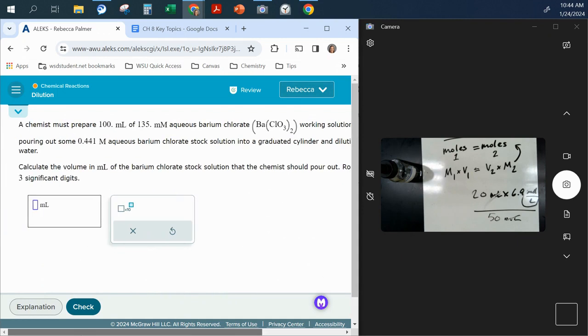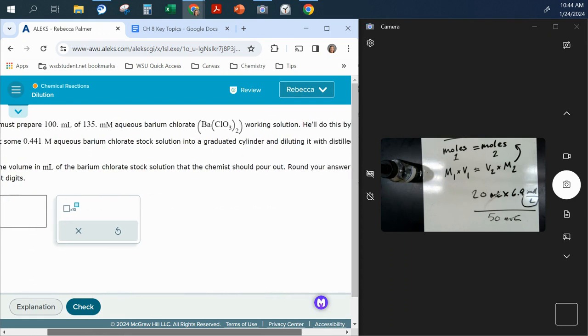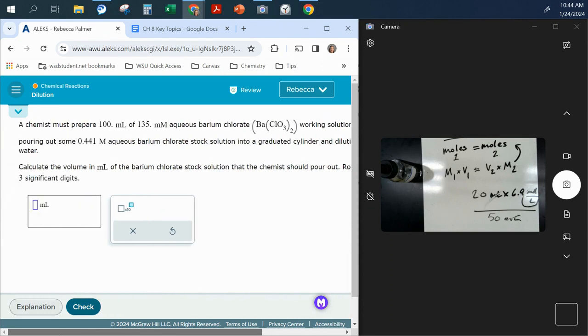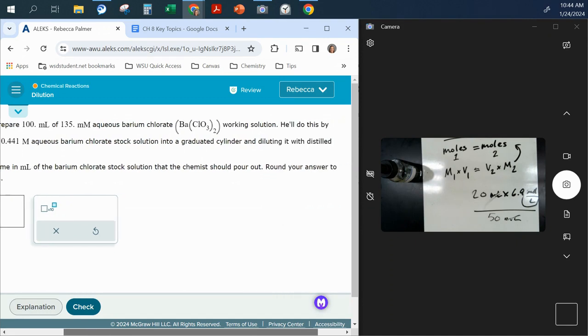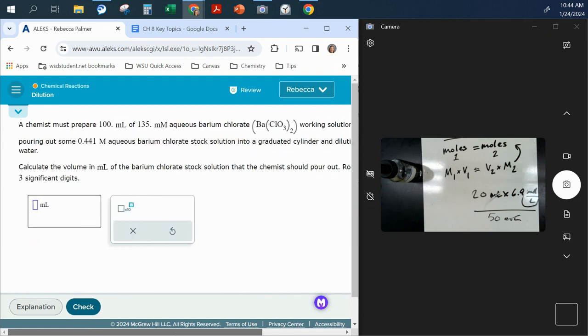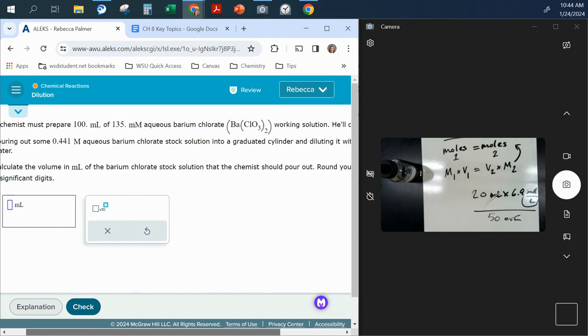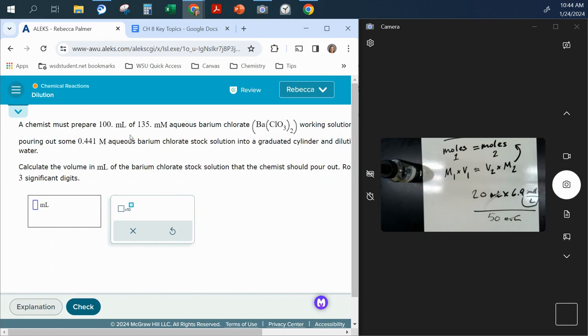All right. A chemist must prepare 100 milliliters of 135 millimolar aqueous barium perchlorate working solution. He'll do this by pouring out some of the 0.441 molar aqueous barium chlorate stock solution into a graduated cylinder and diluting it with distilled water. Calculate the volume in milliliters. Okay, so notice there's an "of" right here. So if there's an "of," I'm going to multiply. I'm just going to change that automatically to a multiply: 100 milliliters times 135, divide by this other number.